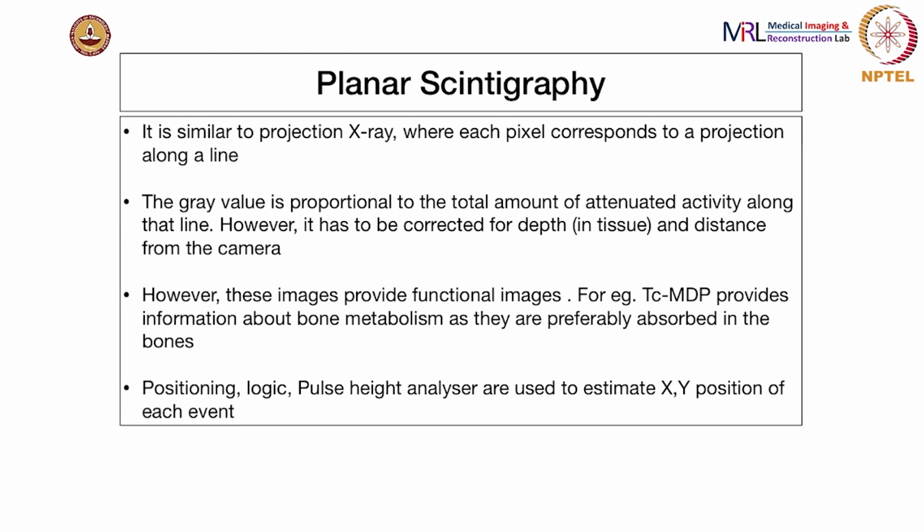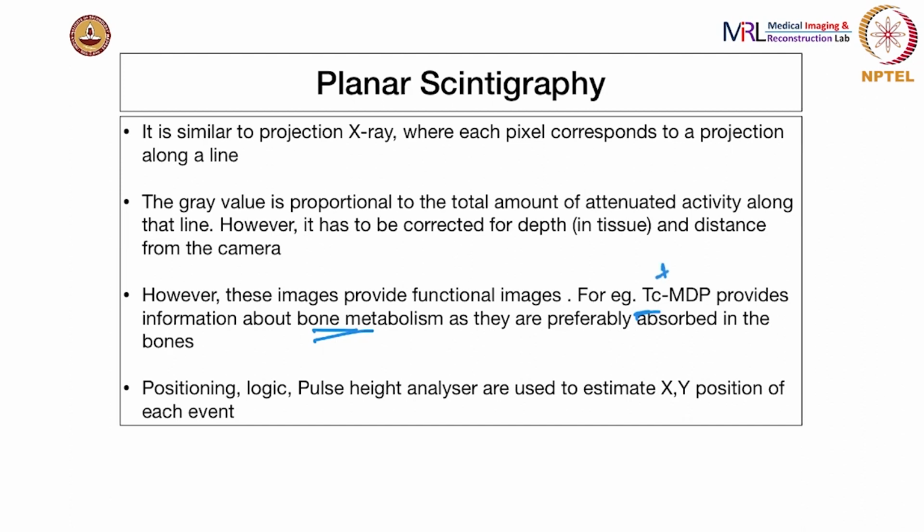So see, in projection X-ray it is very difficult to discern anatomy because you have multiple tissue types along the path of the X-ray, and they attenuate it differently, but you won't be able to separate them. But in the case of even planar scintigraphy, even though it is similar to X-ray projections, it measures the activity concentration, so you do get functional information.